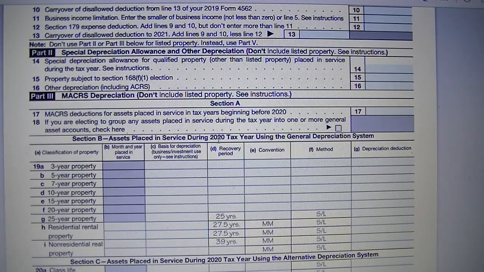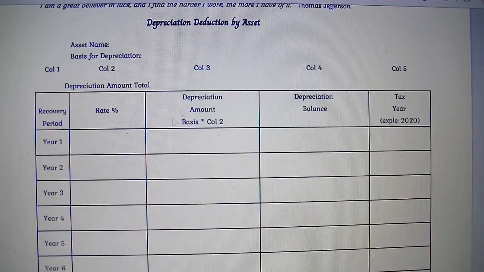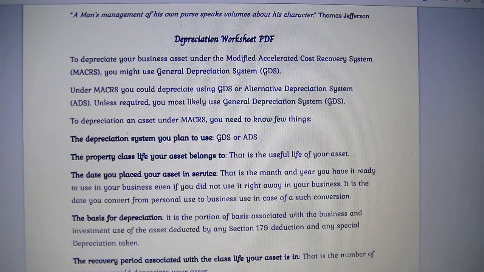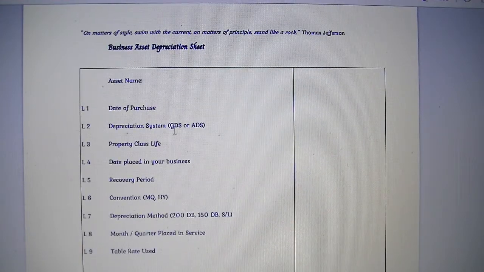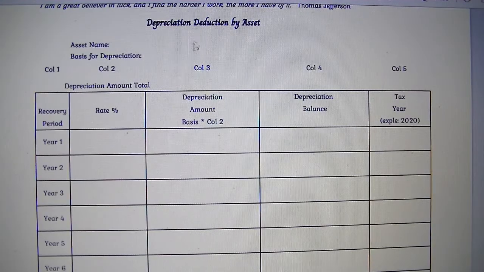Depreciation and amortization is just a summary of what you need to know to be able to depreciate an asset you place in service during the year. So you have a short summary to refresh your memory, and based on the assets when you place it in service, it's good to track information on the assets. We have a business asset depreciation sheet that goes along with the summary, and we have depreciation deduction by asset as well.